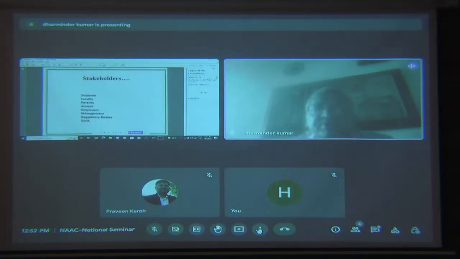Now the most important key point in this OBE, dear friends, is the stakeholders: initially the student, faculty, parents, alumni, employers, management, regulatory bodies and government. All are stakeholders.